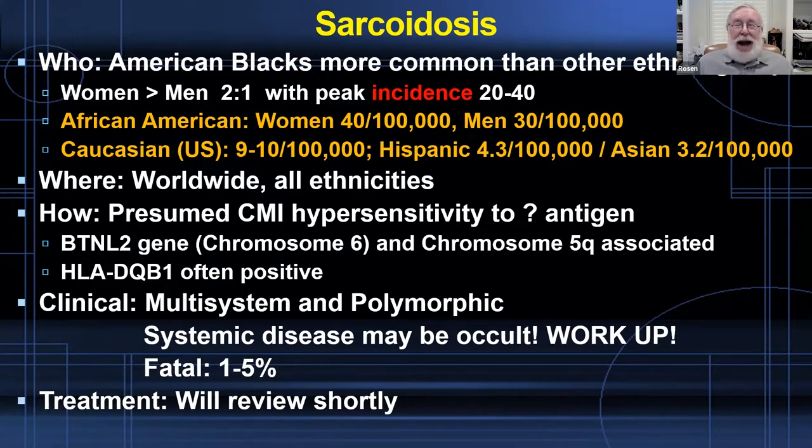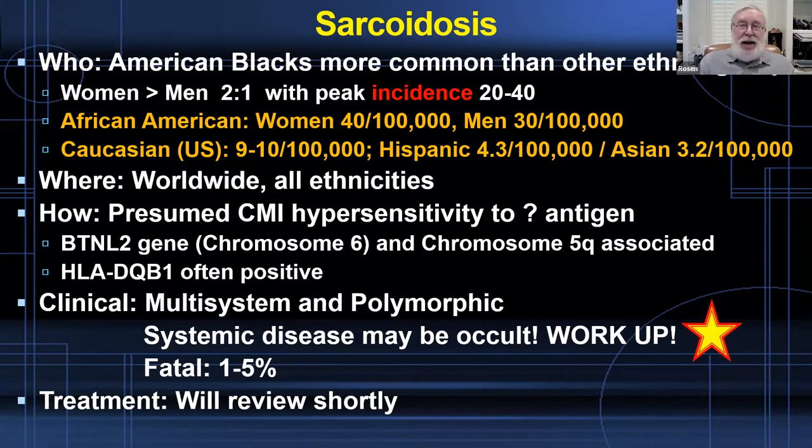We think it's a cell-mediated reaction, hypersensitivity to something, some antigen. We do not know what that is. There may be a genetic component because there are certain things that are often but not uniformly found, which I've listed here. This is a multi-system polymorphic, which means it looks like all sorts of things, disorder. Systemic disease may be occult. You may not see it. You may not have symptoms referable to it, but it's very important. And it can be fatal. Sarcoid can be fatal, 1% to 5%, and we'll review treatment.